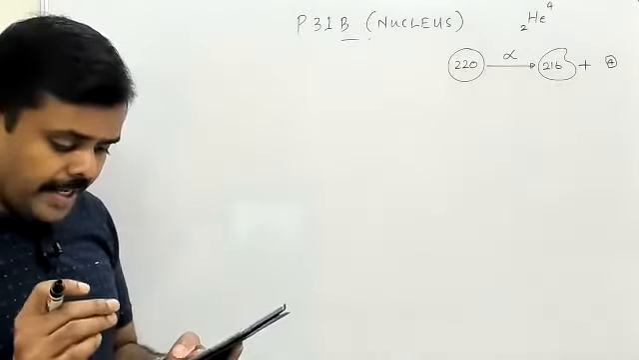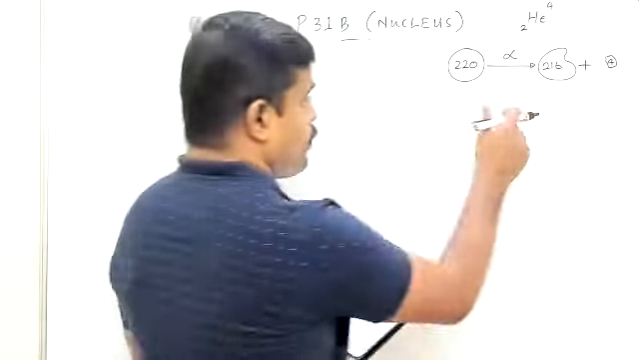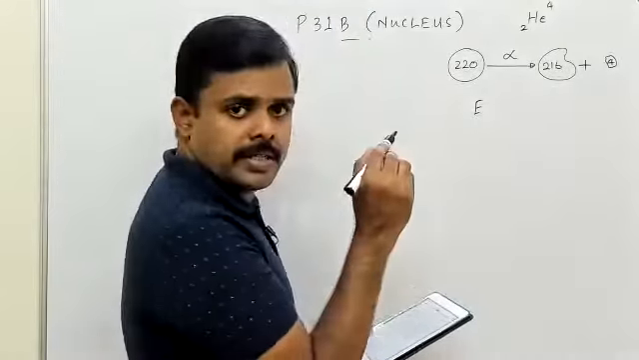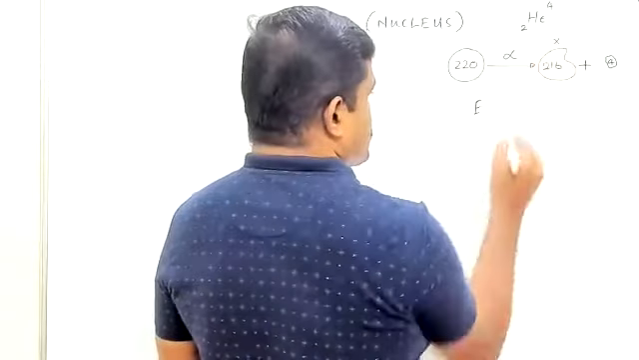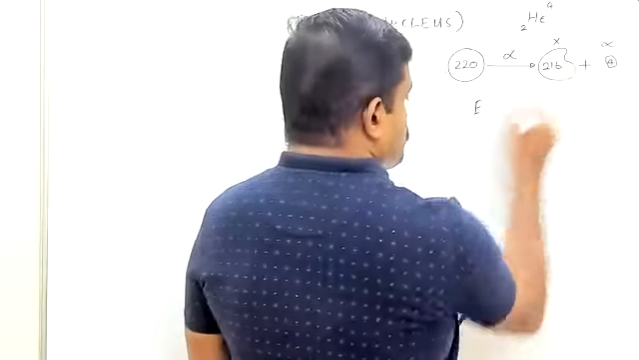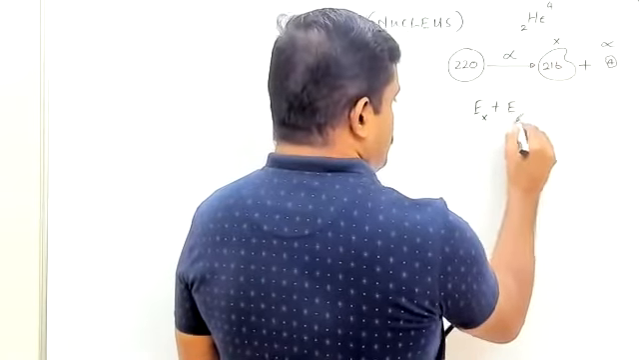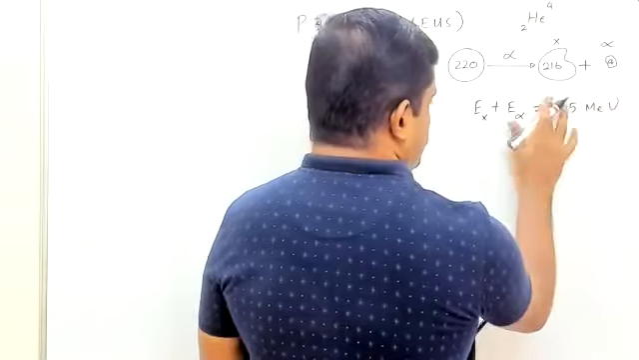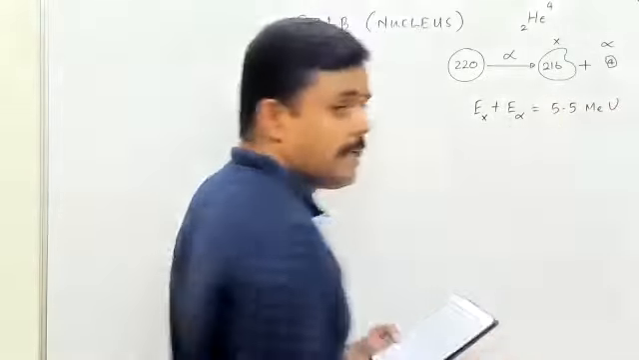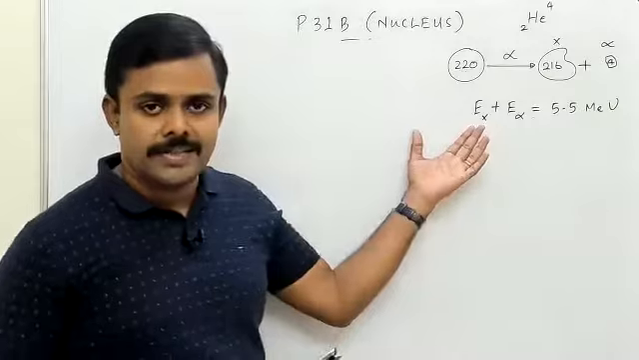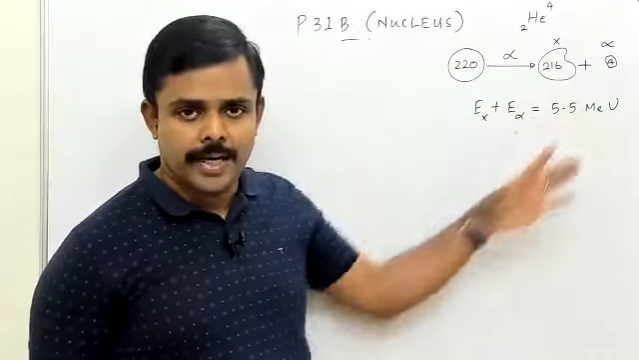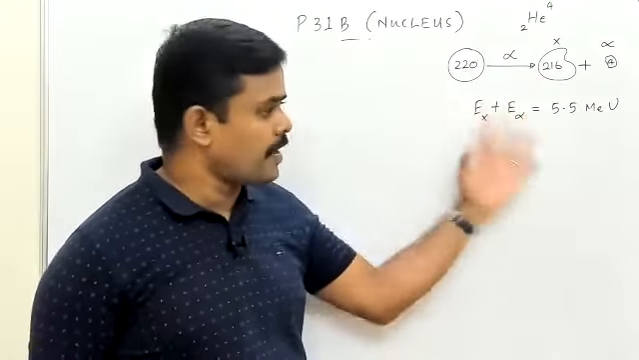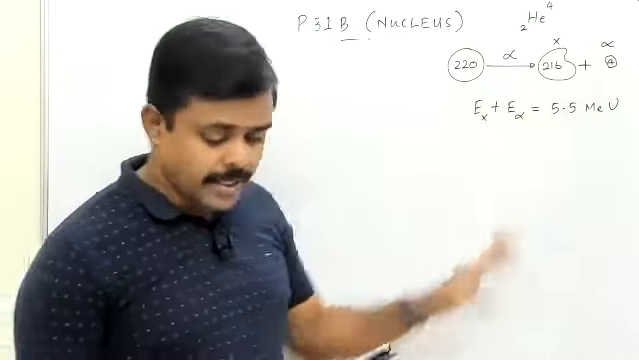The Q value of the reaction is given as 5.5. Q value of the reaction means total energy. Let us call this element X. So E_X plus E alpha is given as 5.5 million electron volt. The total energy released is called Q value. That means the total energy, energy of X nucleus and energy of alpha particle. Okay, let us keep it there and then come back here.